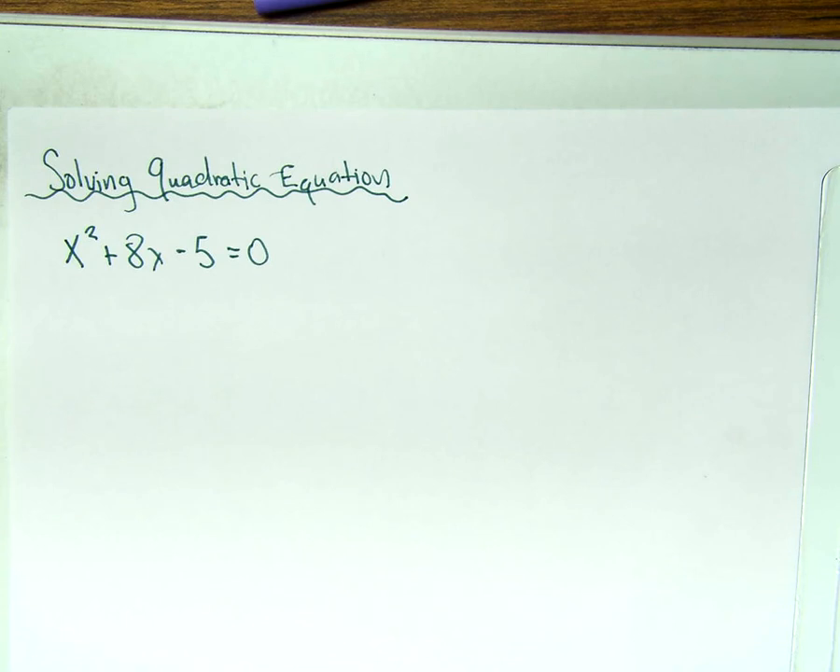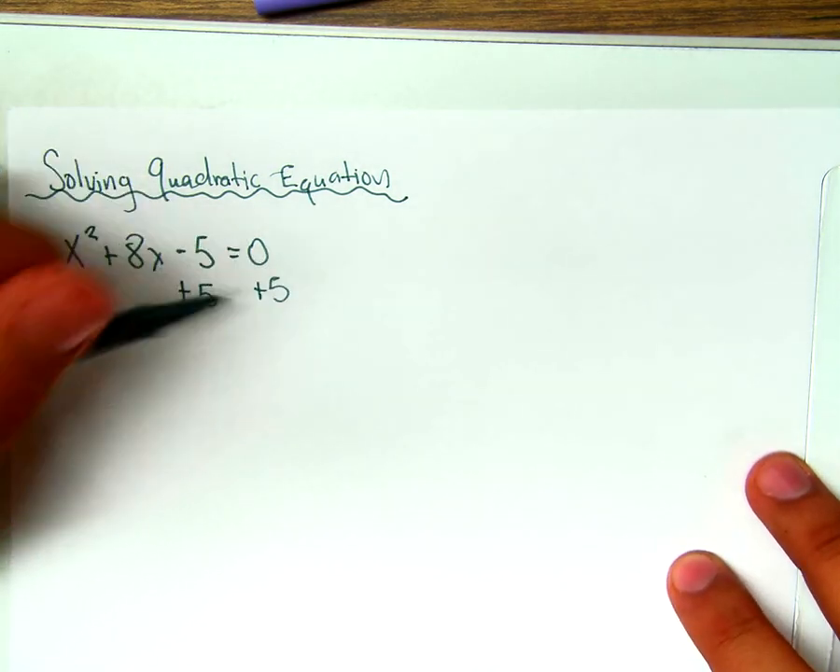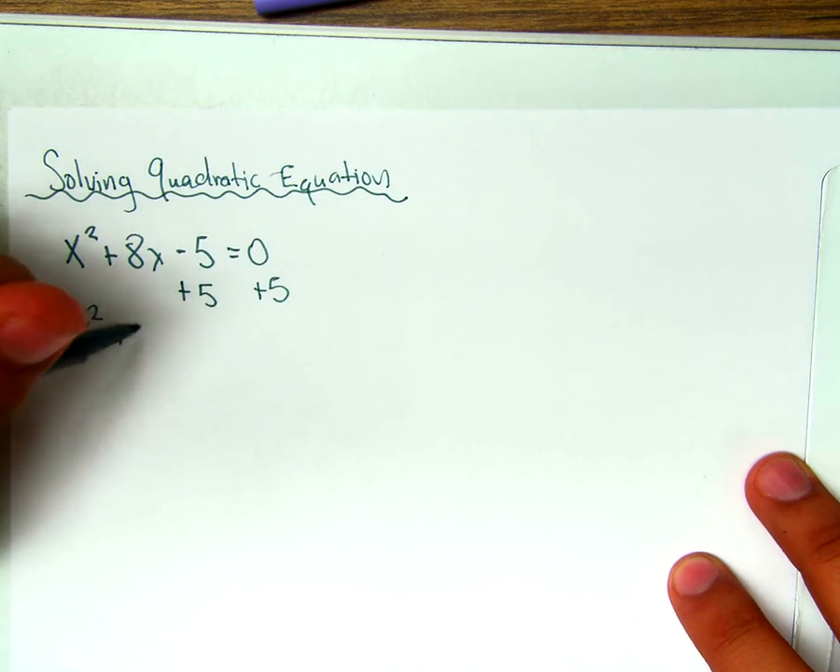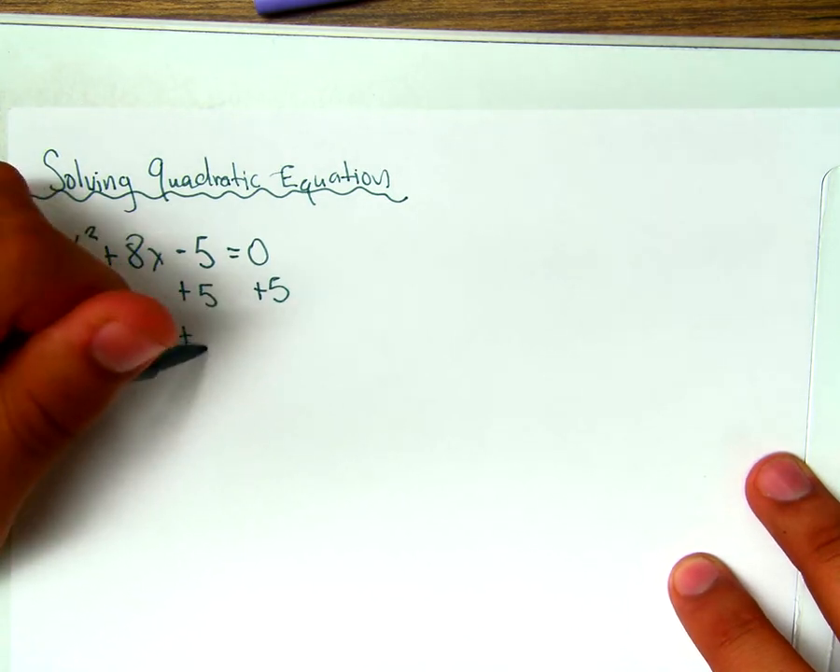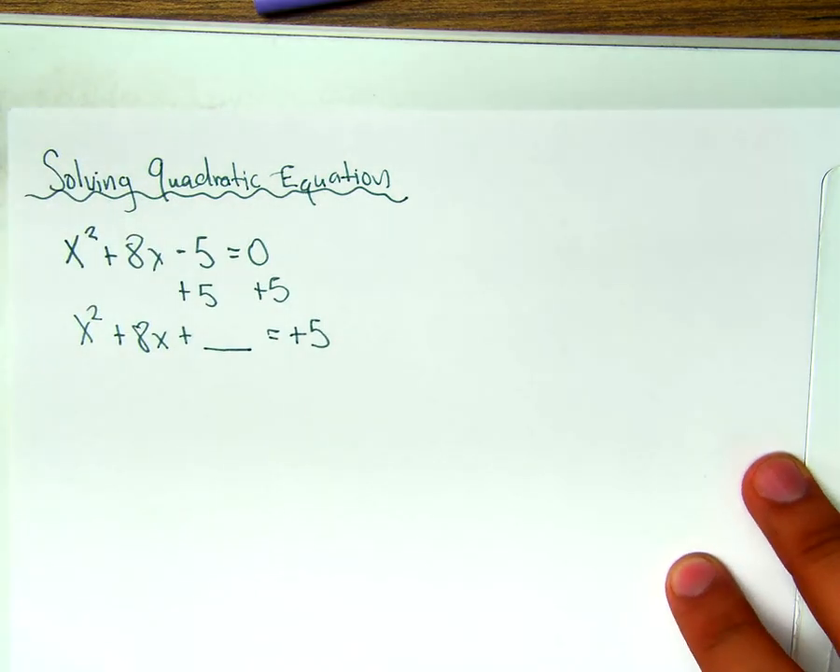Alright, so the first thing, is this a trinomial square? No, because negative 5 is not a perfect square. So anytime it's not a trinomial square, we want to move that 5 over. So we want to add 5 to both sides. Now we have x squared, and where we moved that 5, we want to leave a blank space. So now we have x squared plus 8x plus blank equals plus 5.